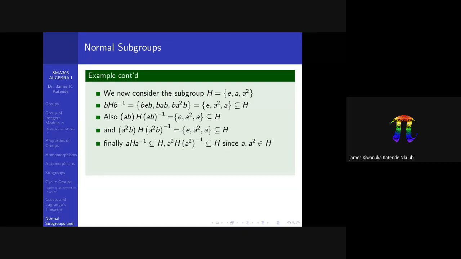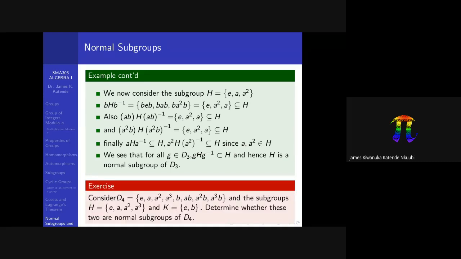So we see here that after we go through all the elements in D3, this is true. If you pick any element G in D3, GHG inverse will always be a subset of H. And therefore H is a normal subgroup of D3. So here we are lucky because this is a small group, so you can check manually. This is not always possible, and we shall encounter other examples later where you can't check manually, and you'll have to employ other techniques to check that a subgroup is normal.